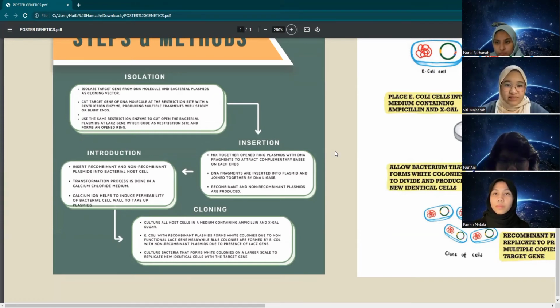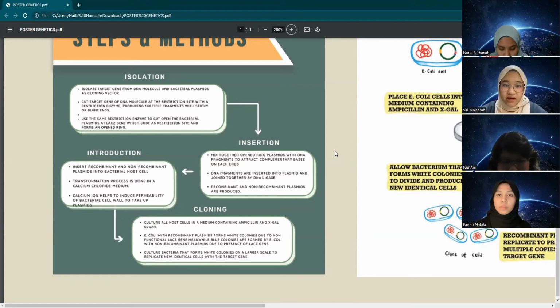For the next stage, the cloning stage, it means the cloning of the target gene by the host cell. In this stage, we will apply the process of amplification and screening of the target genes. All host cells will be cultured in an agar medium that contains ampicillin antibiotic and X-gal sugar. The transformed E. coli bacteria that take up the recombinant plasmid will be able to replicate and form colonies due to the resistance to ampicillin, which is the antibiotic.